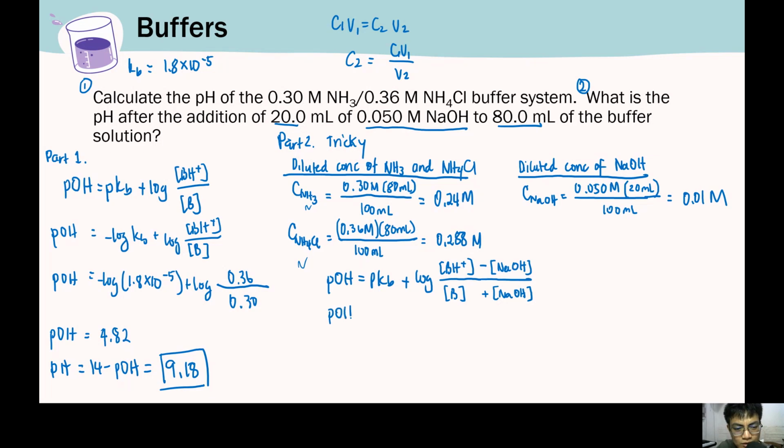So, that's pOH equals negative log of 1.8 times 10 raised to negative 5 plus the logarithm of this thing here. Okay? So, yung mga diluted to ha, yung mga diluted concentration. So, for the conjugate acid, so that will be 0.288. And then for the sodium hydroxide, 0.01. For the ammonia, that's 0.24 plus 0.01.